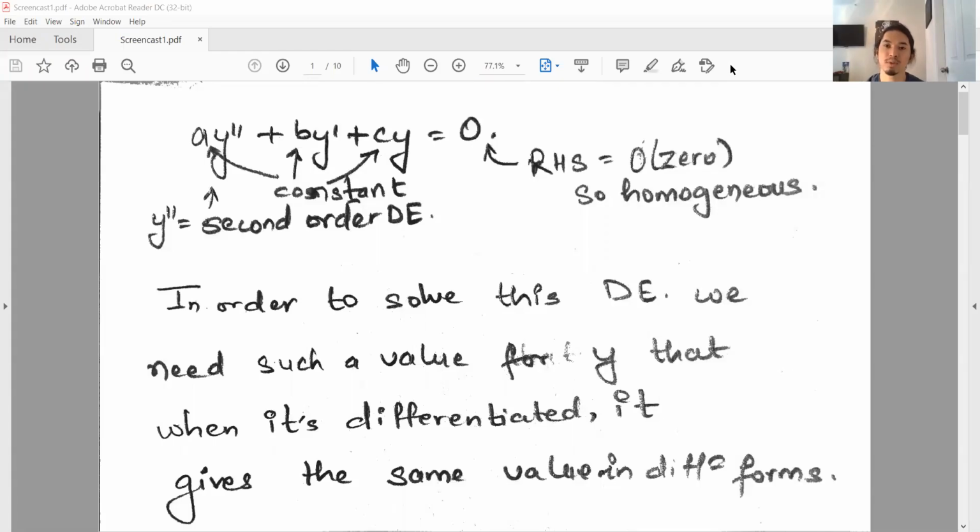Today we're going to talk about solving second order linear differential equations having constant coefficients. So this is a homogeneous equation because it has 0 on the right hand side, and over here a, b, and c are constants. This is a second order differential equation because it has y double prime in it. In order to solve this differential equation, we need such a value for y that when it is differentiated, it gives the same value in different forms.